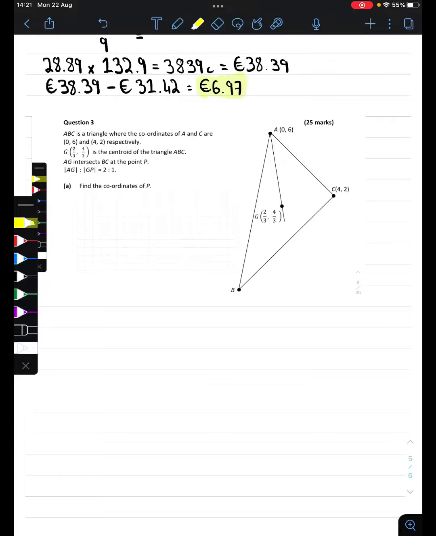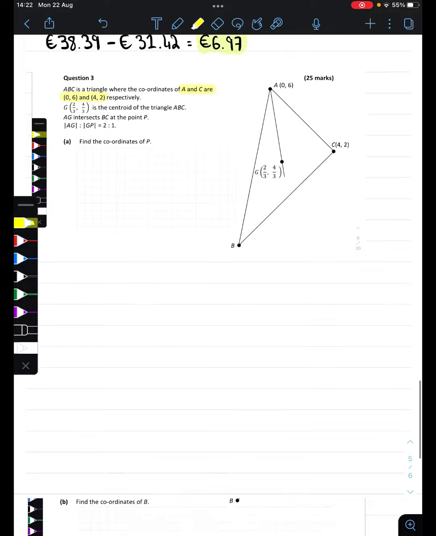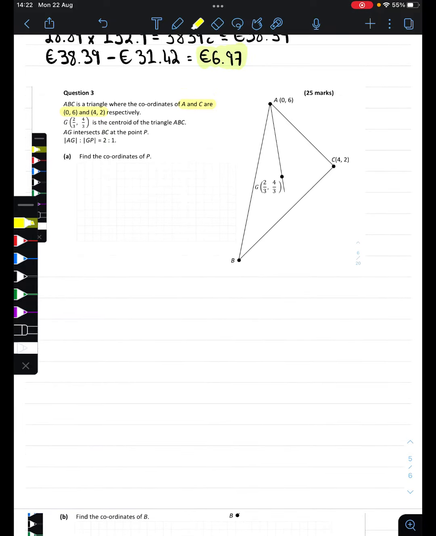Hi guys, today we're going to take a look at question 3 of the 2017 exam, paper 2. ABC is a triangle where the coordinates A and C are (0, 6) and (4, 2) respectively, as we can see on the diagram. And (2/3, 4/3) is the centroid of the triangle ABC.